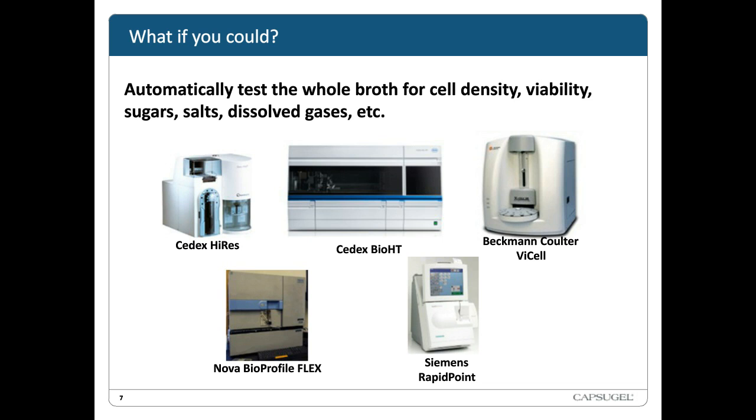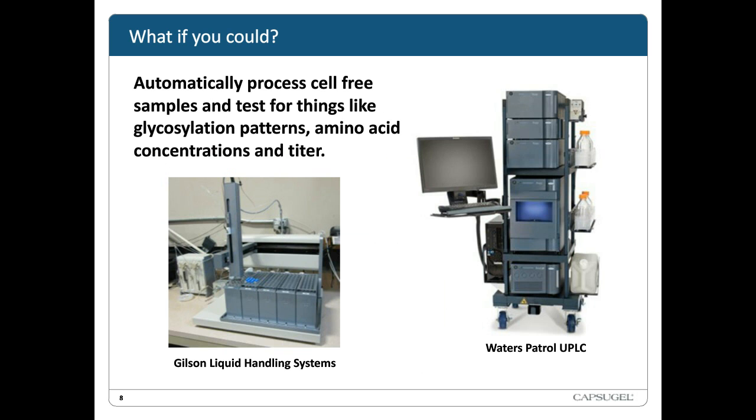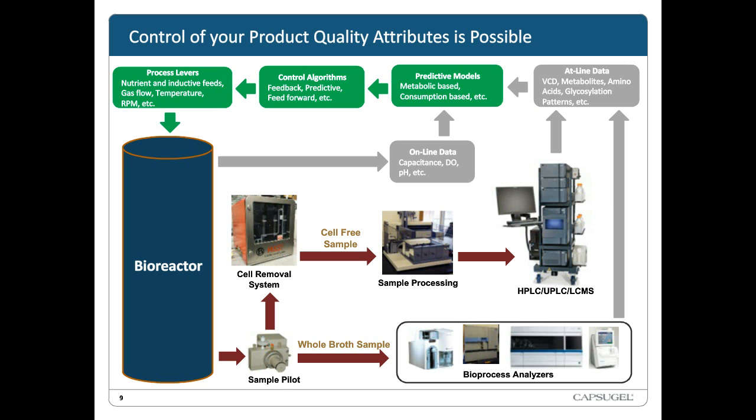And then, to add to that, if you could take the cell-free samples and measure them for things like glycosylation patterns, amino acid concentrations, and titer, if you could do those things, then you could really have control of your product quality attributes. And we'll go through this diagram here.